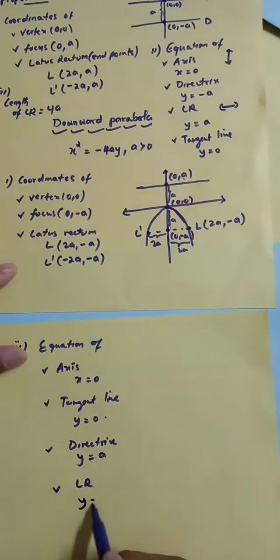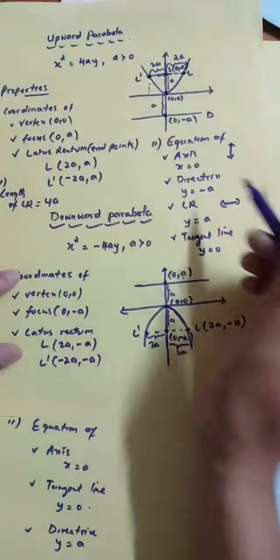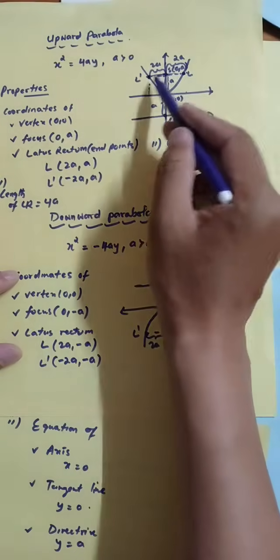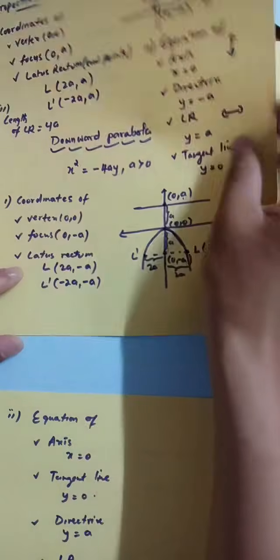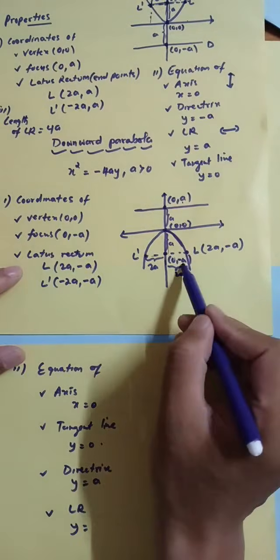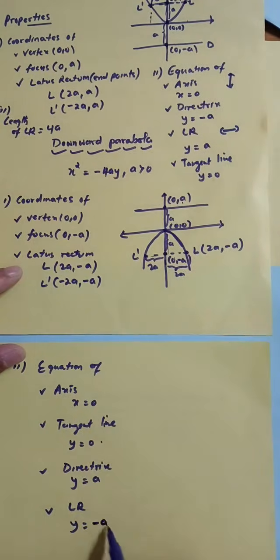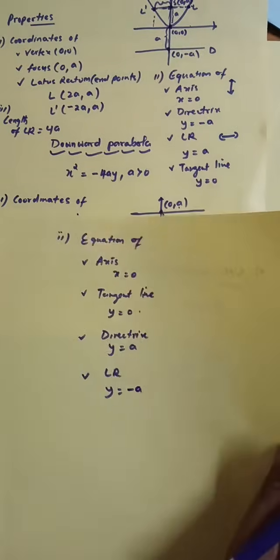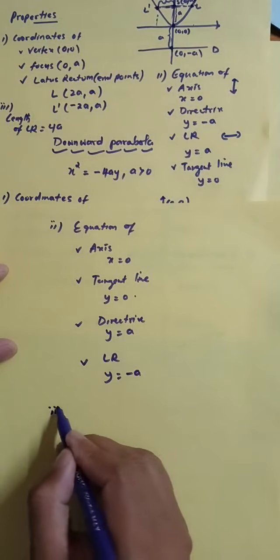The LR is below the focus, so it is y equal to negative a. The focus has a y-coordinate of negative a, and the LR below the x-axis has a negative y-coordinate. And finally, the length will remain the same.